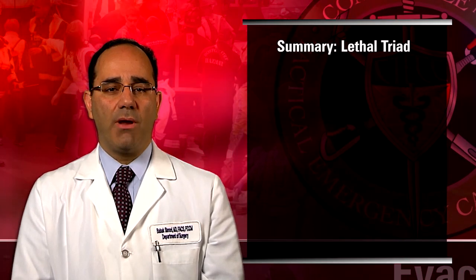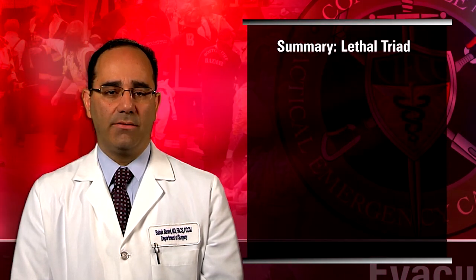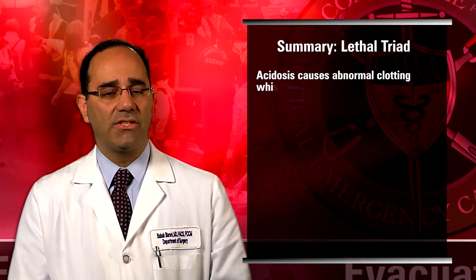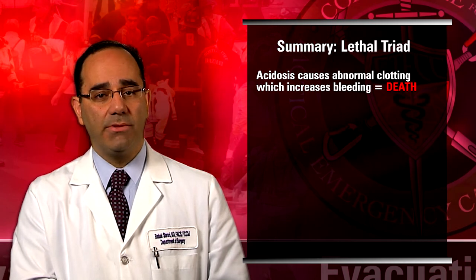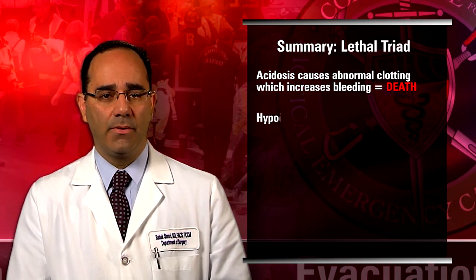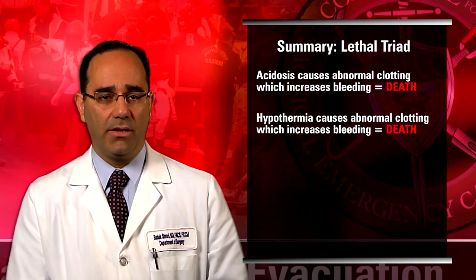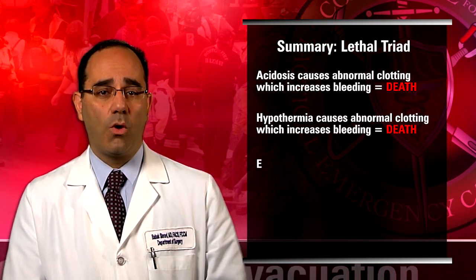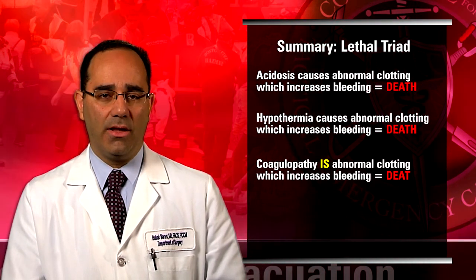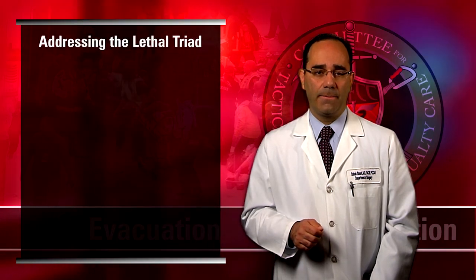So what you need to remember about the lethal triad: acidosis causes abnormal clotting, which increases bleeding, which leads to death. Hypothermia causes abnormal clotting, which increases bleeding, which leads to death. Coagulopathy is abnormal clotting, which increases bleeding, which leads to death. So how do we address the lethal triad?